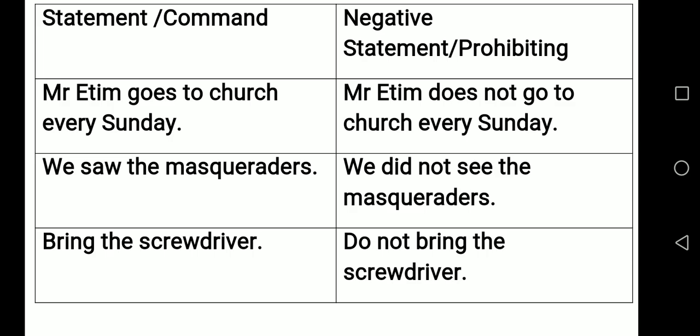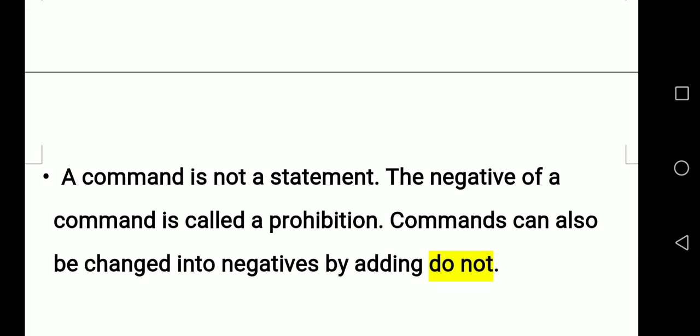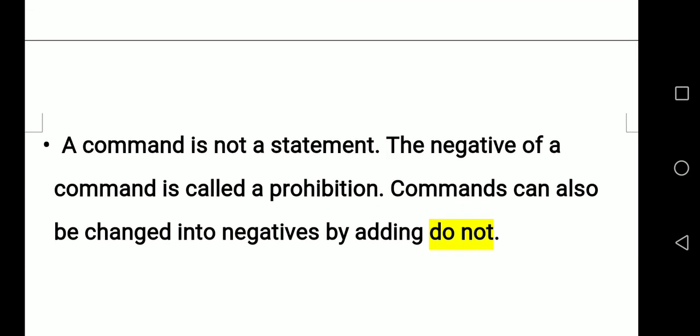Remember, when there is no auxiliary, we must add an auxiliary to make a negative statement or prohibition. A command is not a statement. The negative of a command is called a prohibition. Commands can also be changed into negatives by adding do not.